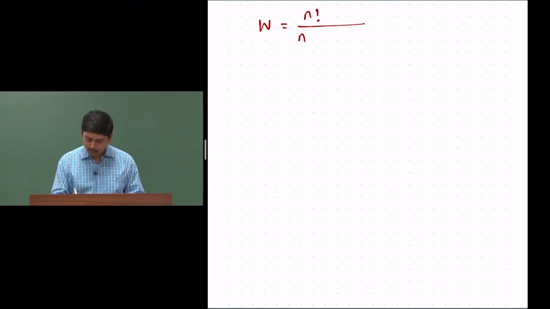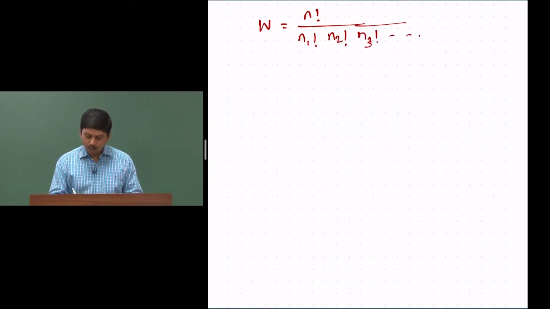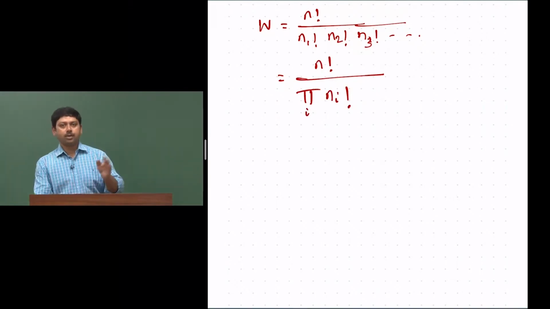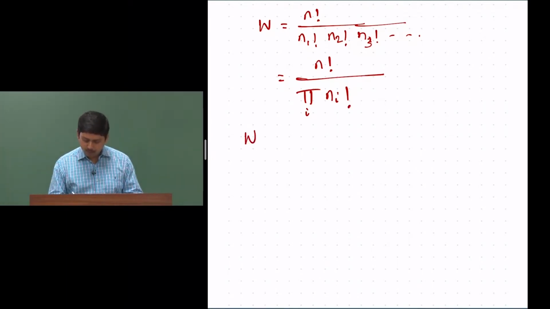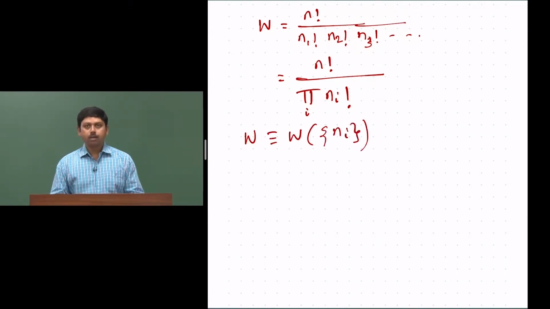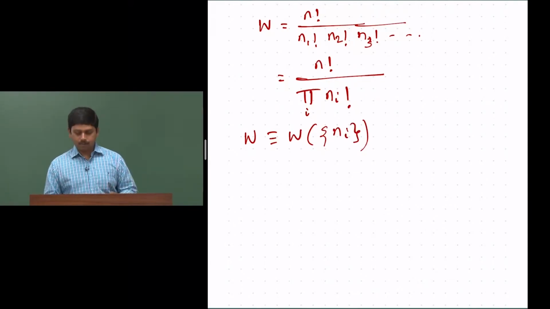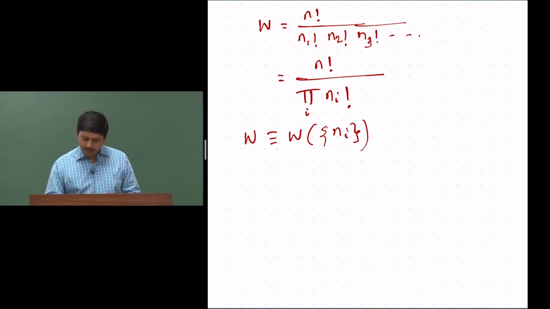So, for Maxwell-Boltzmann distribution, we know that W is n factorial by n1 factorial, n2 factorial, n3 factorial, etc., which can be written as n factorial by the product of ni factorial, and that product runs over so many i's; we do not know how many i's. So you can see that W is a function of ni's, because that will give us the W if I know the ni. So, W now becomes a function of ni, and we have two constraints.